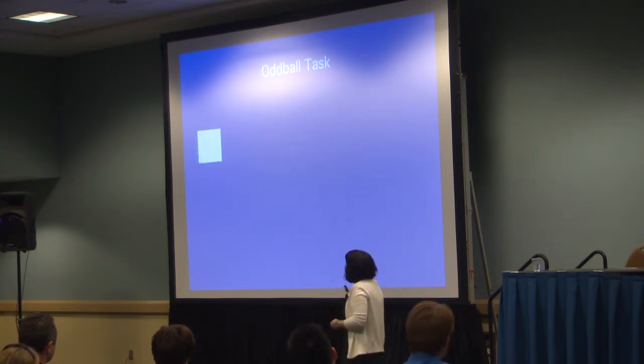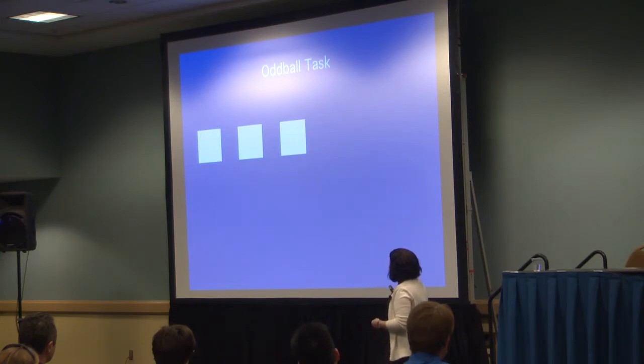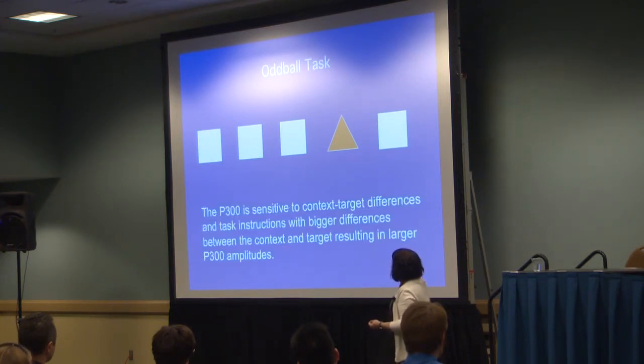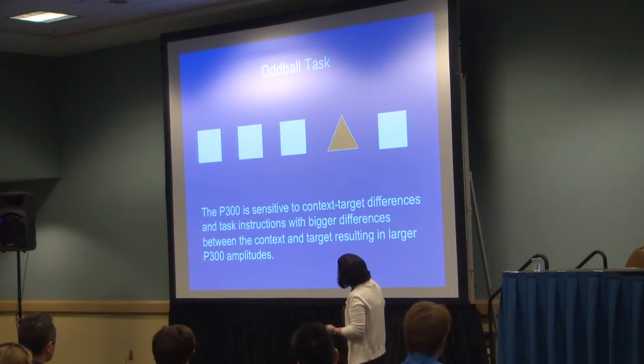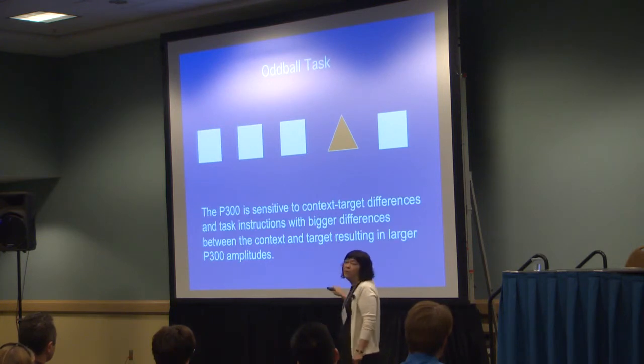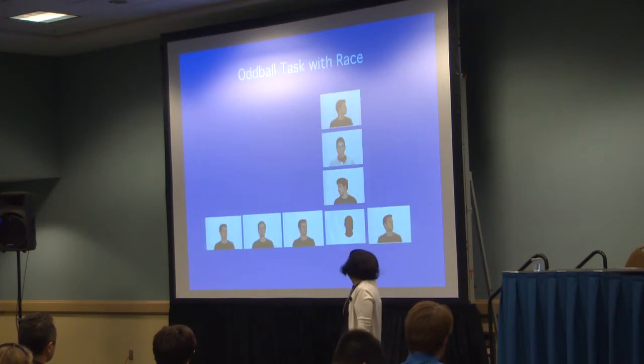Then we gave them an oddball task. In the oddball task, typically, you set up a certain context. So in this situation, you set up a series of white trials, and then you show them a target stimulus, and you show them the context again. The P300 is an ERP component that's sensitive to context-target differences in task instructions. The more the target is different from the context, the larger your P300. So we wanted to look at that in the context of approach training blacks and whites.